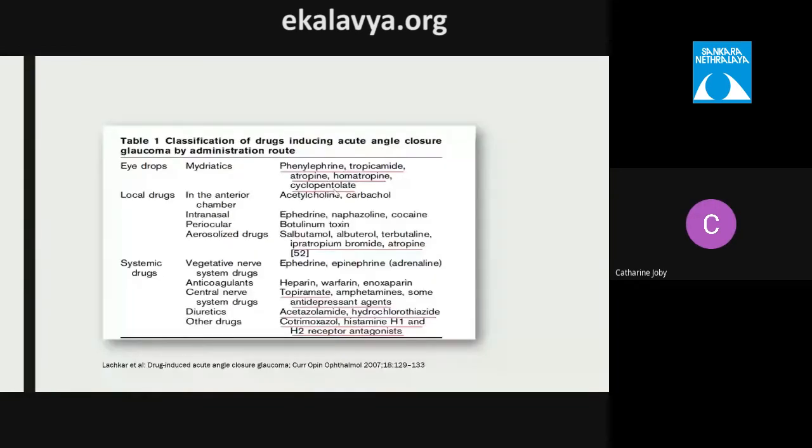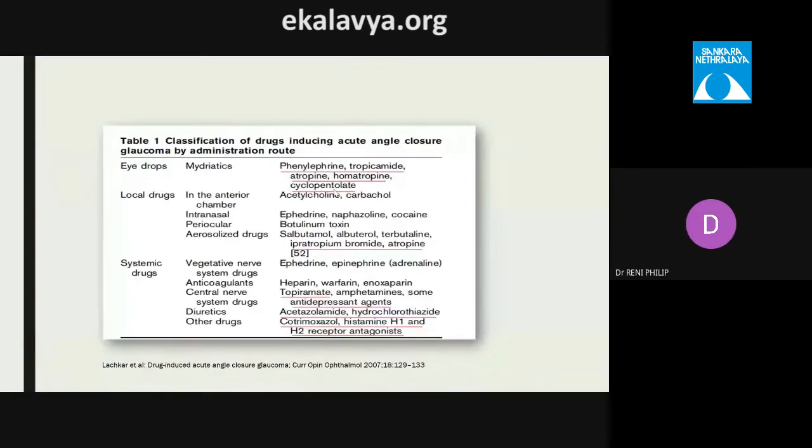Certain drugs can precipitate acute angle closure. The most commonly used drugs are anticholinergic and adrenergic mydriatics like phenylephrine, tropicamide, atropine, homatropine, cyclopentolate, and certain drugs with anticholinergic side effects like ipratropium, antidepressant agents, antihistamines, antipsychotics, and other drugs like topiramate and sulfonamides.